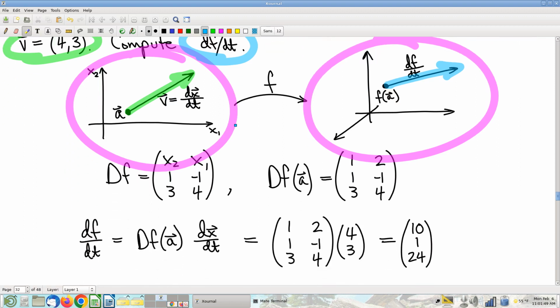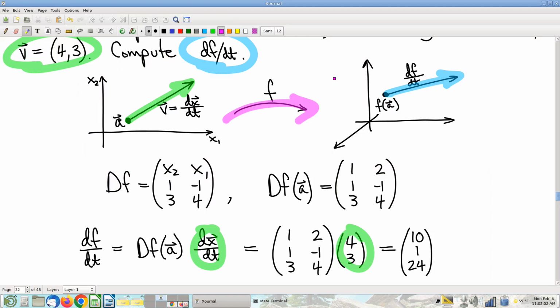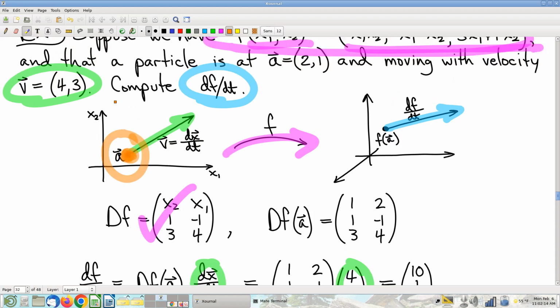So I'm going to multiply my input velocity, which I'm given, 4, 3, by the derivative matrix. I'm going to take the derivative matrix of this function f and corresponding partial derivatives. Don't forget to plug in the point in question. Oh, wait a second. Where is that point in question? What is my point A? How do I know what to put in there? Well, that needs to be given, and it is.